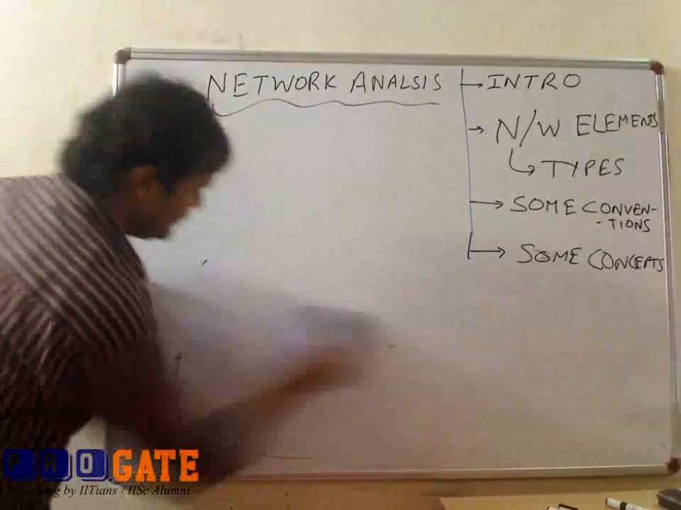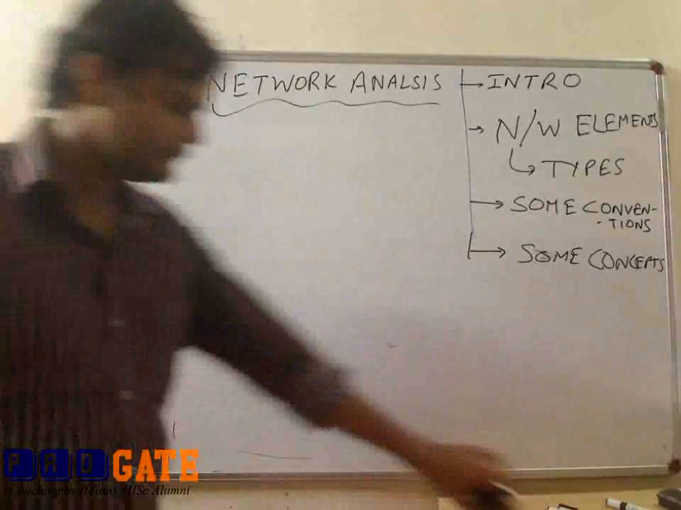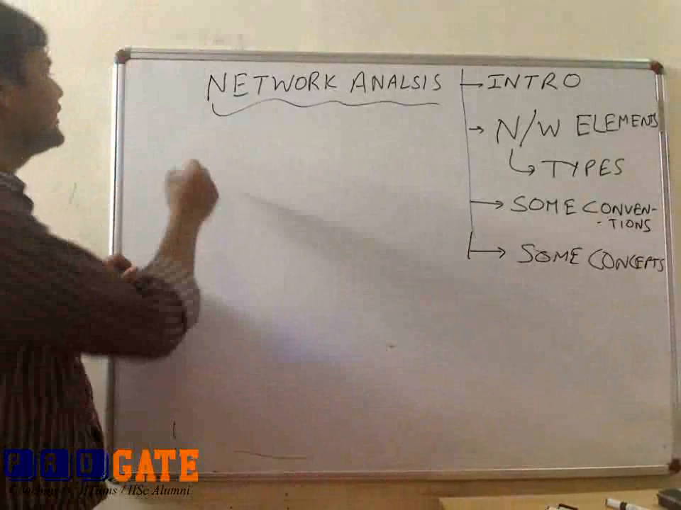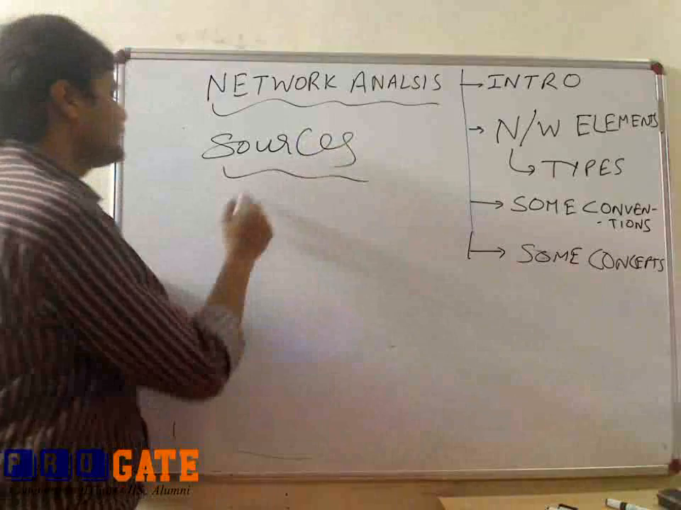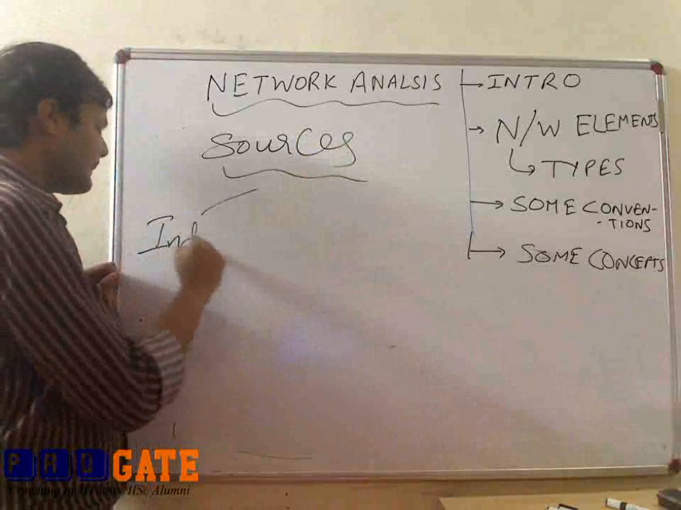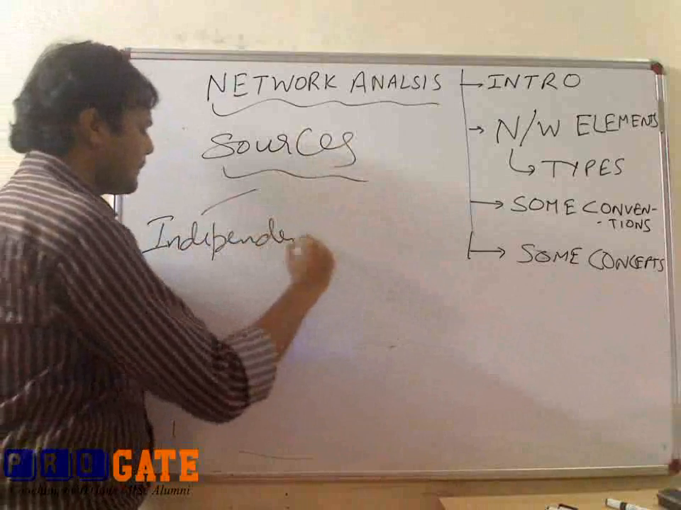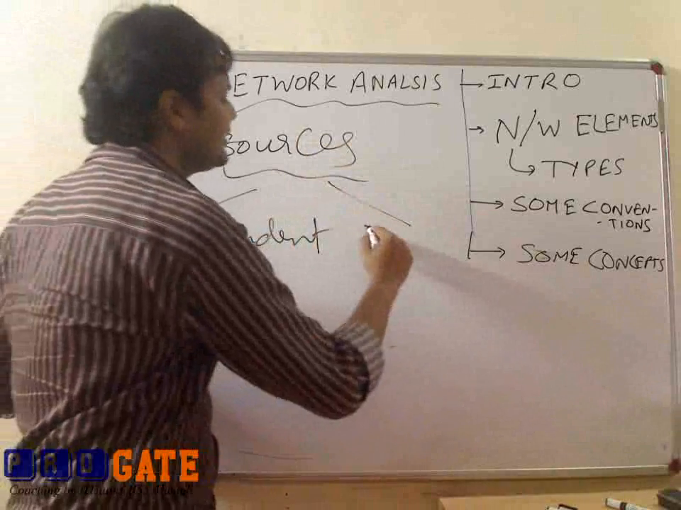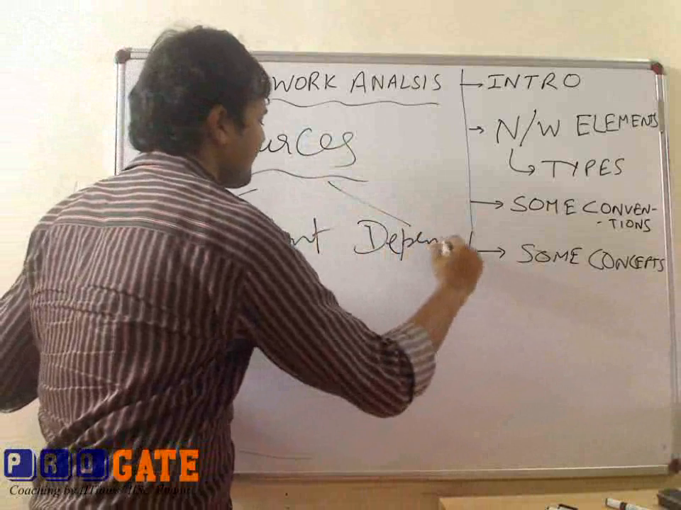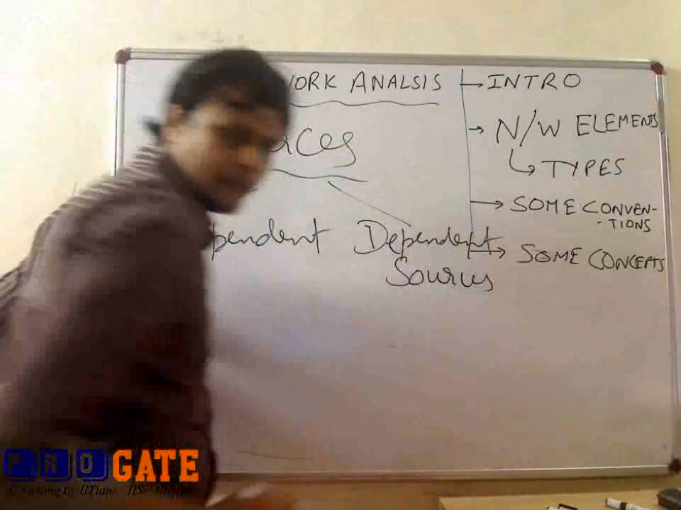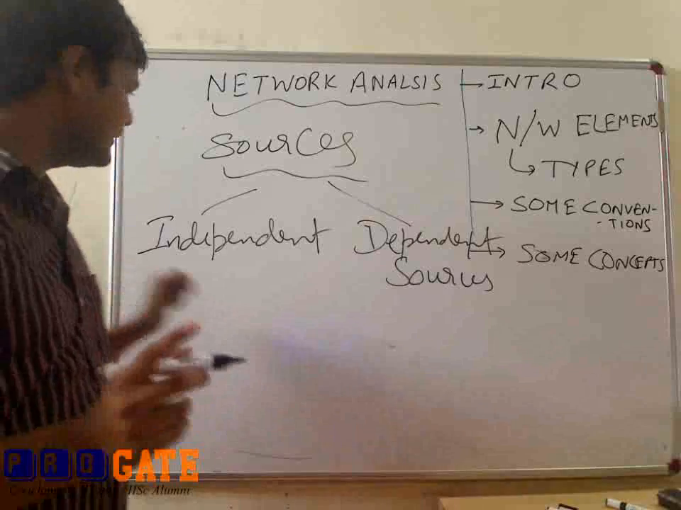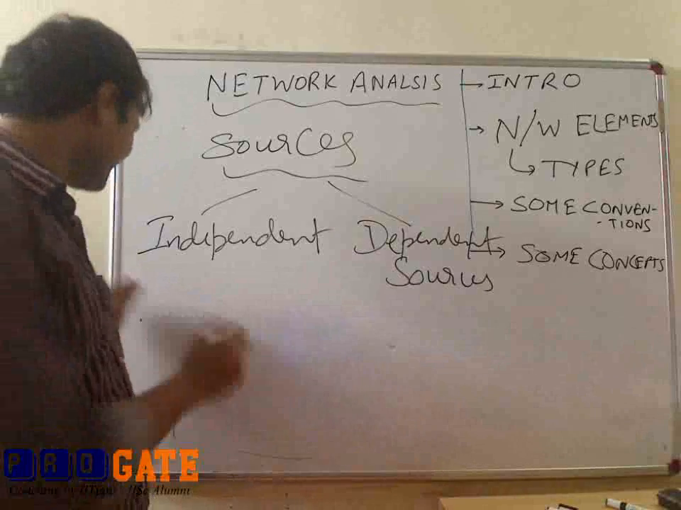Now I am coming to the sources. How many types of sources do we have? We have two types of sources: independent sources as well as dependent sources.